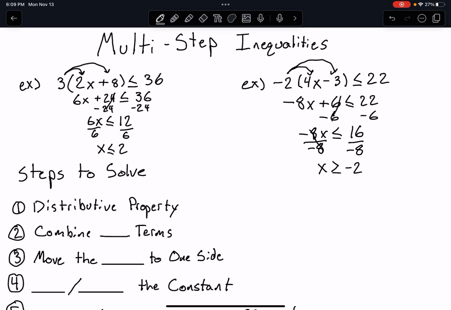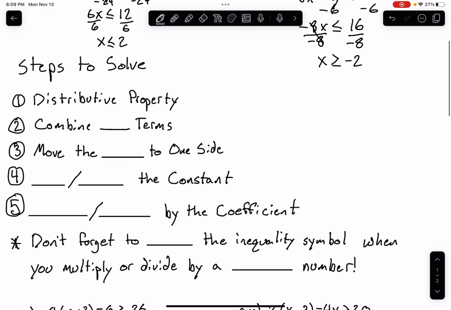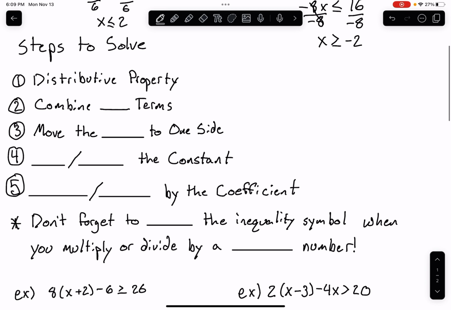All right, so those are just the distribute and solve kind of ones. We're going to run through our steps to solve any multi-step inequality once again here. So our steps to solve: 1 is always do the distributive property wherever you can. Anytime you see it, distribute. Number 2, we're going to combine our like terms. Remember, like terms are anything with the same variable, and that variable has the same exponent.